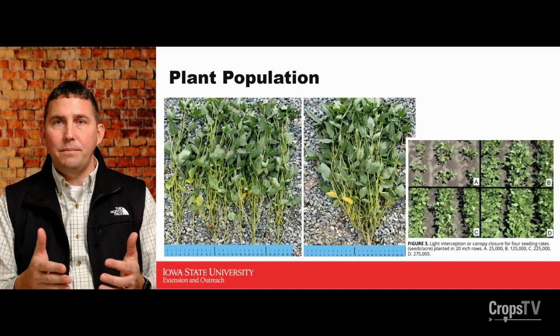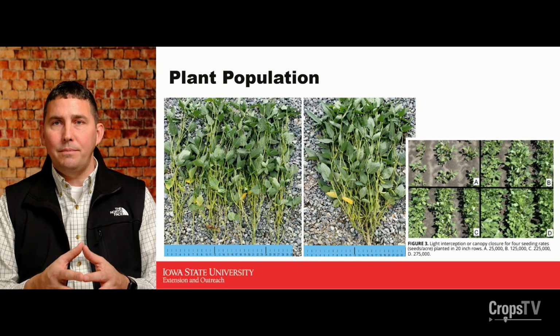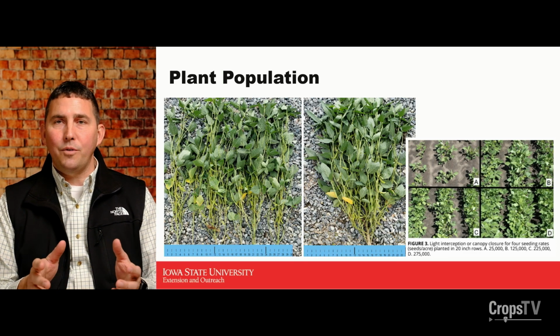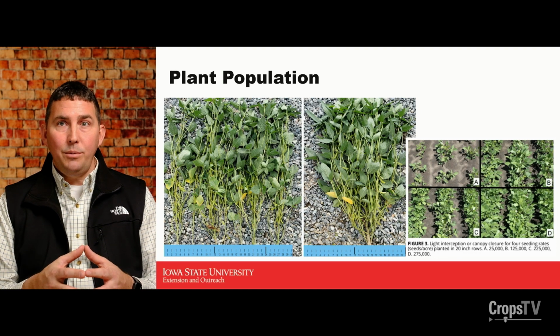So looking at these four, it's very likely that with another 3 weeks of growth, the upper right one that was seeded at 125,000 will be really, really close to being at canopy cover by the time we get to pod set.